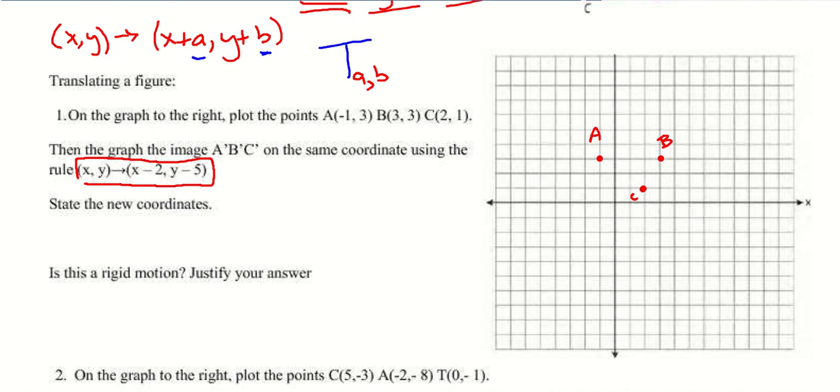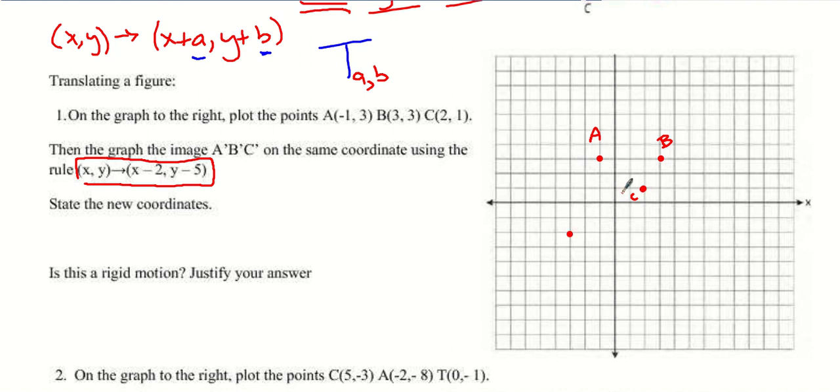And so what I'm doing is moving x minus 2, which means I'm moving 2 to the left. And then I'm moving y minus 5, so I'm moving 5 down. So I take the first point, A, I go 2 to the left, 1, 2, and then 5 down, 1, 2, 3, 4, 5, and that's my new point.